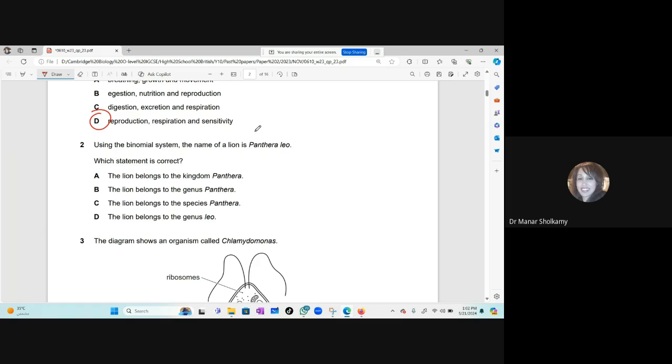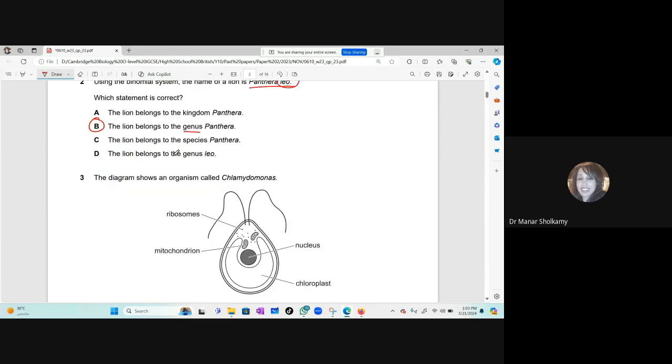Which statement is correct? The name of the lion is Panthera leo. The lion belongs to the kingdom Panthera, or the lion belongs to the genus Panthera, or the lion belongs to the species Panthera, or the lion belongs to the genus Leo. B. Yes, Muhammad, I want you to also participate. Yes, because the genus is always the first name and the species is the second.